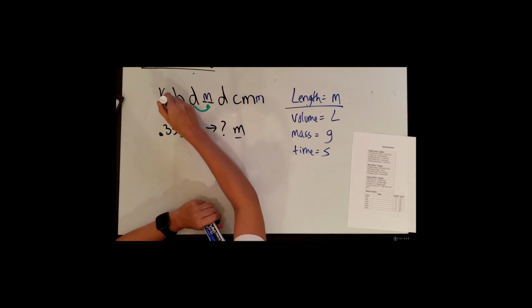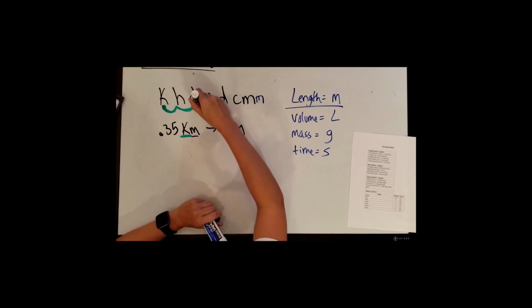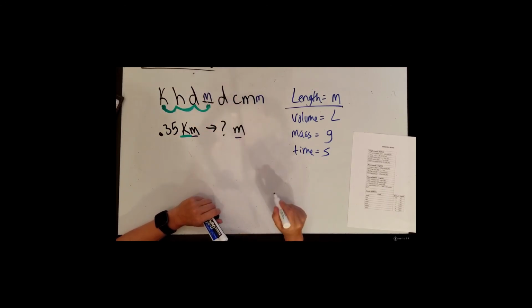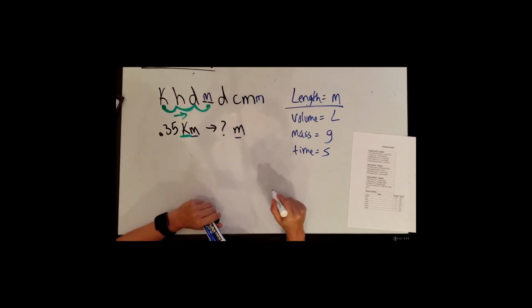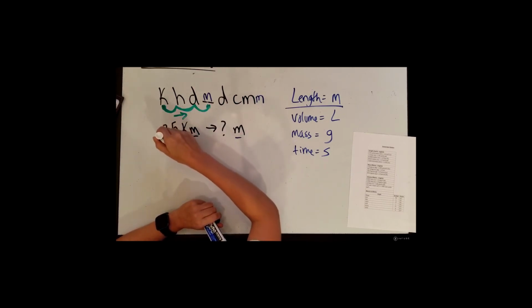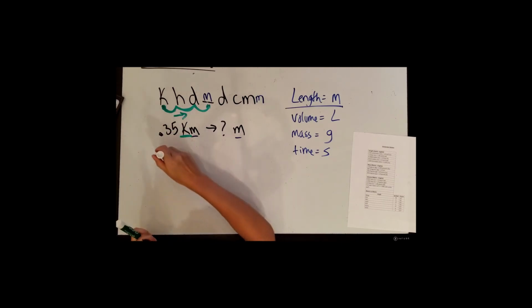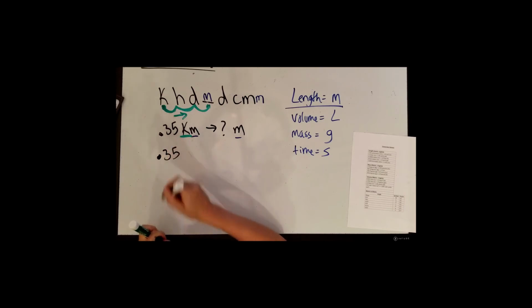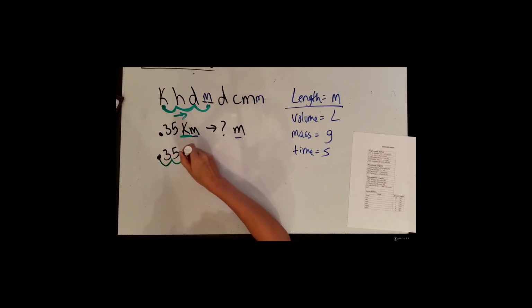So if I start at the K and have to go to the M, I need to move once to get to the hecto, twice to get to the deca, and 3 times to get to the meter. What direction? Well, we went to the right. So I'm going to do the same thing here. Let me write this number again so it's a little bit more clear. So I have 0.35. I'm going to start at the decimal, and I'm going to go 3 times to the right. So 1, 2, 3.